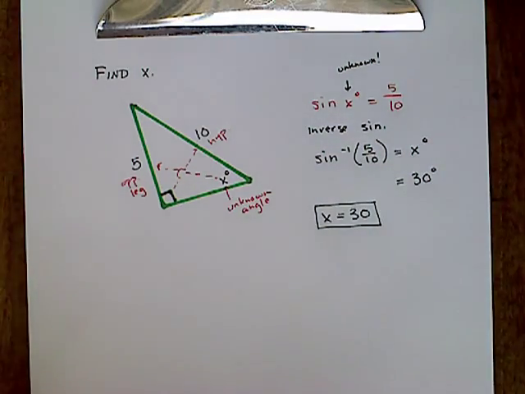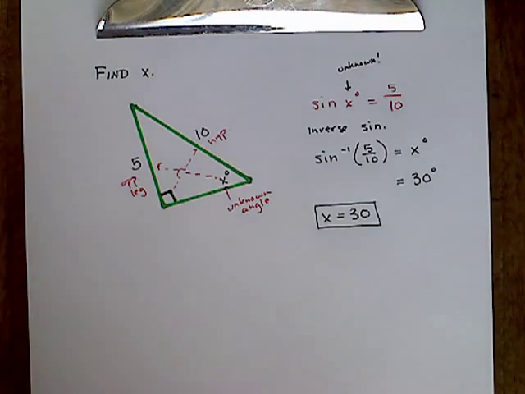So remember, when you're trying to find an unknown angle in a right triangle, use inverse sine, inverse cosine, or inverse tangent.